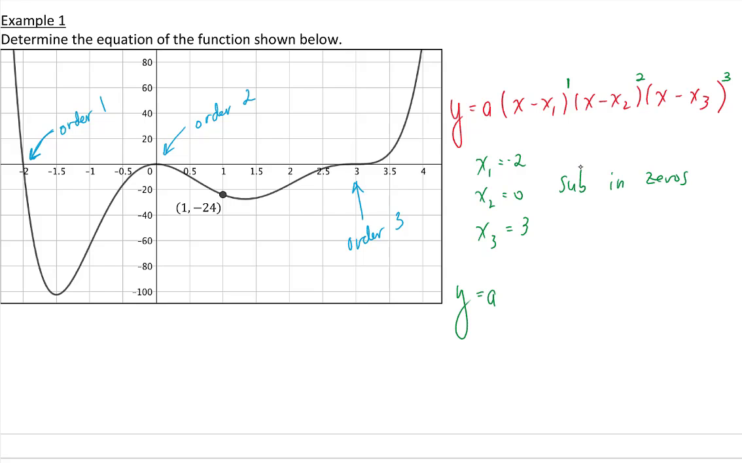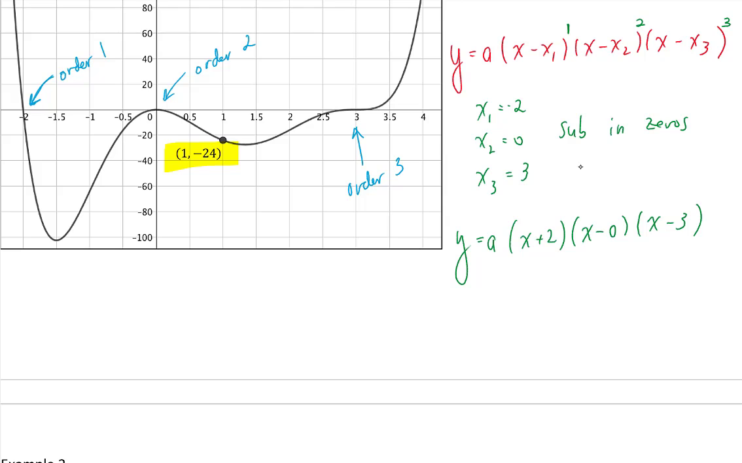So we have y equals a, x minus 2, so that's x plus 2. The next one's x minus 0, and the final one is x minus 3. Don't forget our exponents. Our exponents are 1, 2, and 3. So subbing in our point, we get -24 equals a, 1 plus 2 to the exponent of 1, so that's 3. Then we have 1 minus 0, so 1 squared, and -2 cubed.